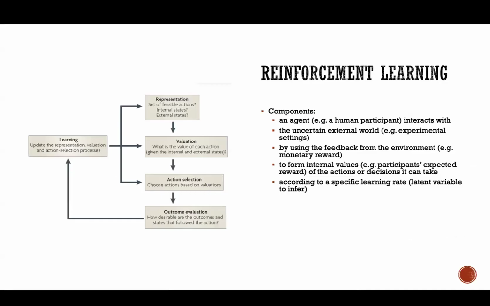Okay, how does reinforcement learning work? This is a schematic representation, but basically it has an agent, for instance a human participant or a computer algorithm that is trying to learn how to play Go, that interacts with an uncertain external world, for instance an experimental setting or a game of Go. And it uses the feedback from the environment, for instance rewards or punishments, to form internal values for the actions or decisions that it can take.